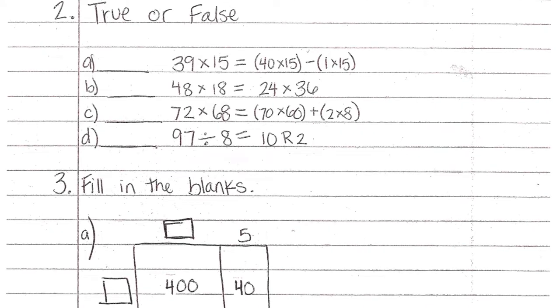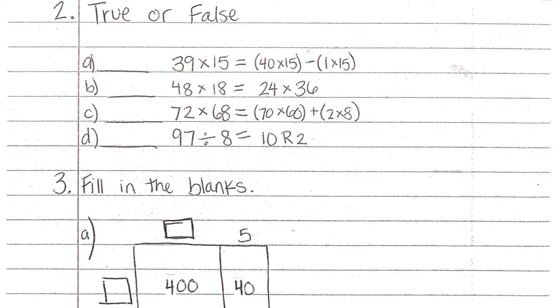Speaking of doubling and halving and maybe skip counting, some of those kinds of ideas. These are true or false. If I look at these two numbers, 39 times 15, what does that say? That says I'm going to count 15 39 times.